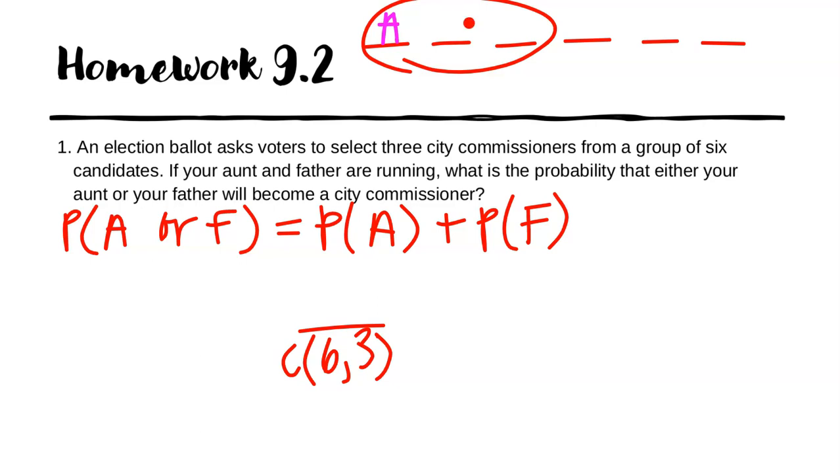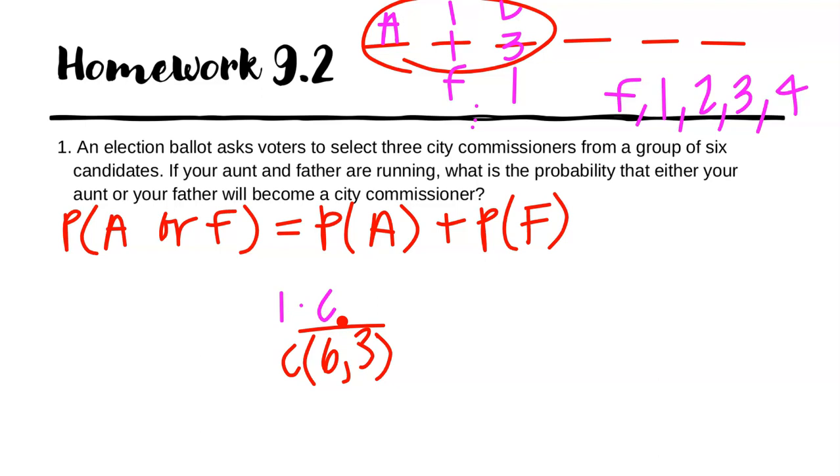Well, it could be my aunt with the remaining people would be father, person 1, 2, 3, and 4. So it could be aunt with person 1 and 2, aunt with person 1 and 3, aunt with father and 1, etc. All those different combinations would be the aunt, which is 1, times the remaining 2 people that she's paired with. So it would be the combination of 5, 2. Of the 5 remaining people here, how many different ways can I select 2 of them to fill these spots?